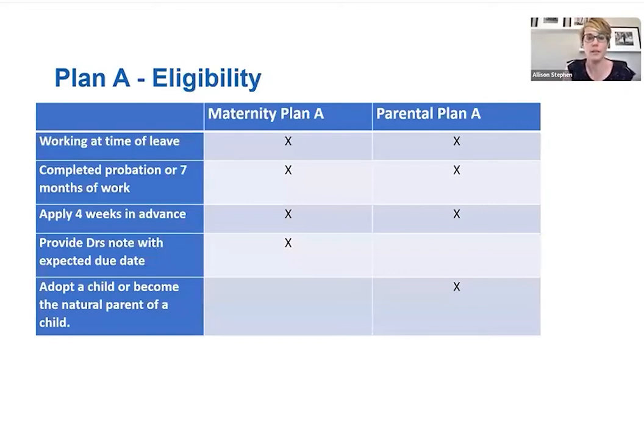So for eligibility, who would be eligible for Plan A? Well, you need to be working at the time of your leave. You need to have completed your probation or else 7 months of work. You need to apply 4 weeks in advance by filling out the leave form and having your supervisor or department head sign. And for maternity, you would need to also include a doctor's note showing your anticipated due date.